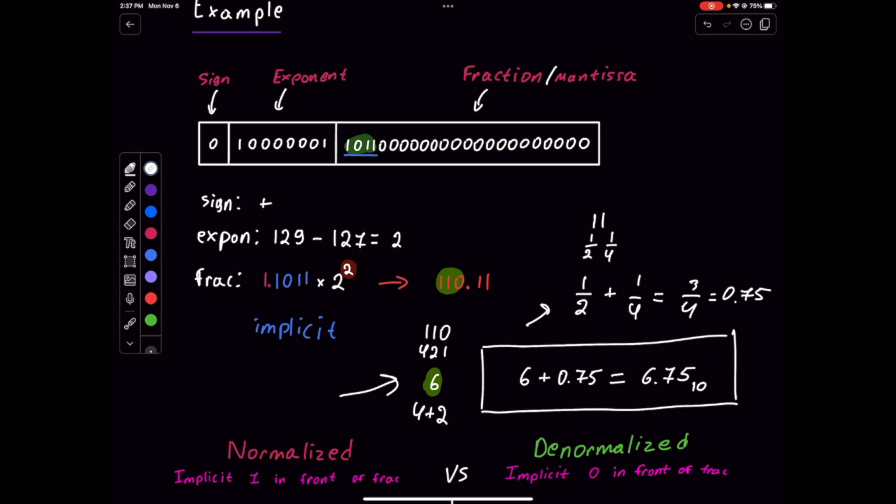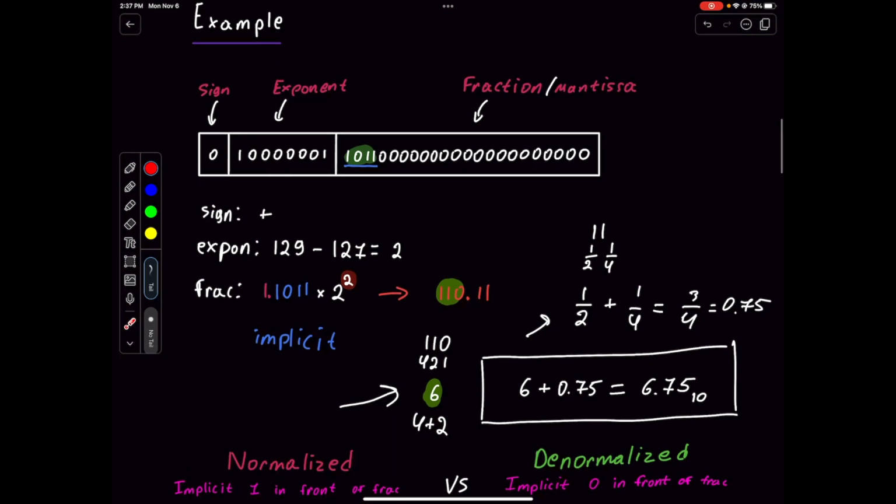The way we did the calculation, we first checked the sign. The sign is positive if it's 0. If it was 1 over here, the sign would be negative. For the exponent, we just calculated the unsigned value; we treat everything as unsigned and calculate it. So we had 129, then we subtracted the bias, and we got 2.